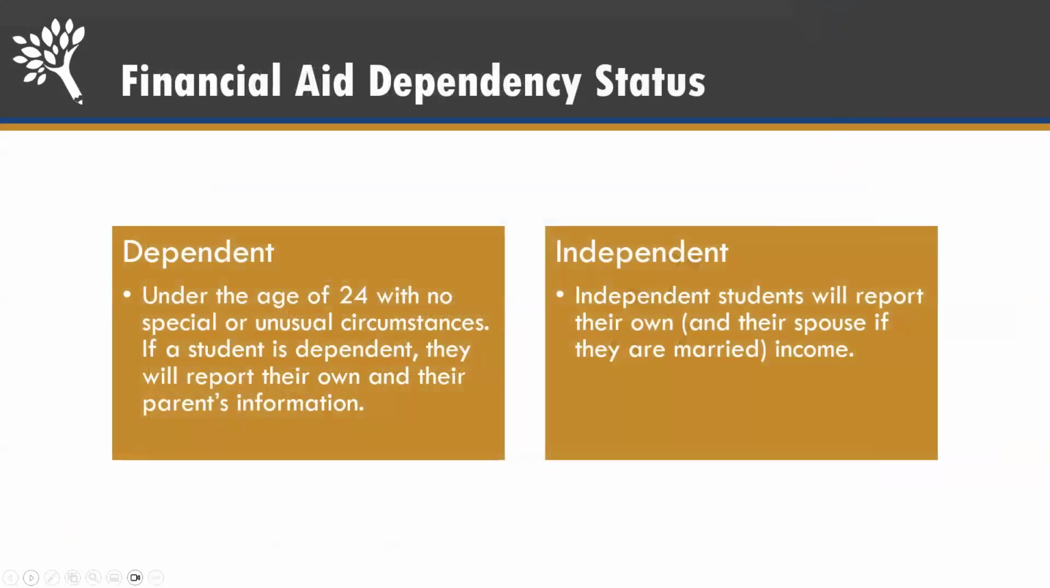One of the things they're trying to figure out is if you're dependent or independent. Now, I know for life as a human, you are independent, but for financial aid purposes, until the age of 24, you are considered dependent unless you have special or unusual circumstances. If you're dependent, you'll provide your parents' information, and they'll have to fill out a portion of the application as well. If you're considered independent, you'll just provide your own information and be able to submit your application.